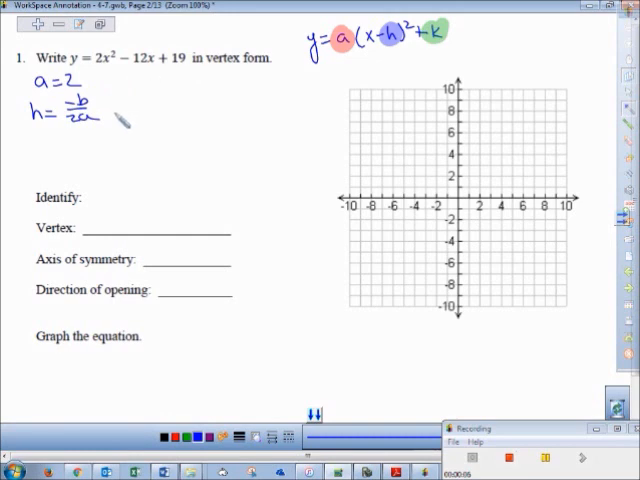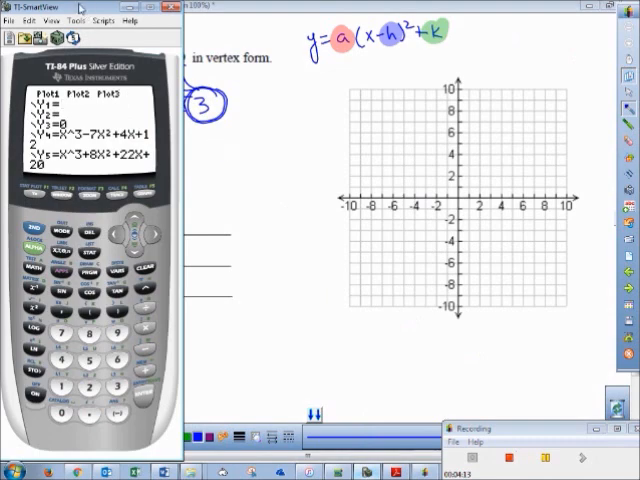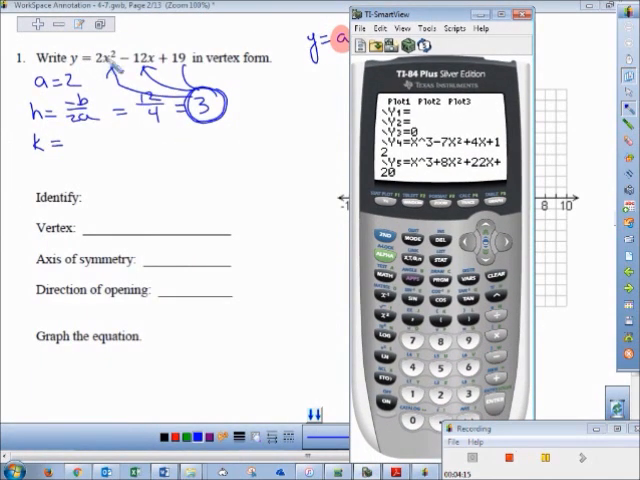So what's the opposite of b? 12 over 2 times a, 4, isn't the x value of the vertex, which is the h value, correct? Doesn't it turn out to be 3? Now how do I find k, which is the y value of the vertex? If you know an x value, how do you find a y value? Substitute that in. So grab your calculator and substitute in where you see an x, put a 3.